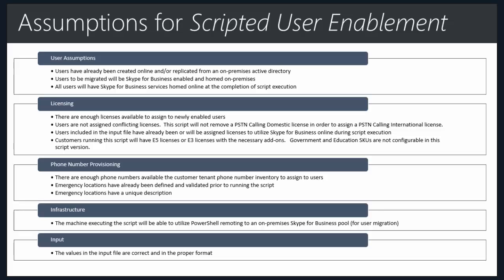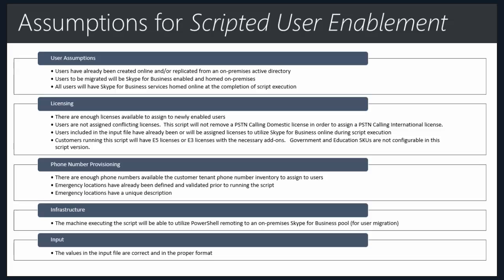Couple quick licensing assumptions. One, I assume that there are enough licenses to assign to those newly enabled users. So make sure that you have licenses available to be assigned before running the script. That users will not be assigned conflicting licenses. An example here is that when you are trying to assign a PSTN calling license, you cannot assign both the PSTN calling domestic license and the PSTN calling domestic and international license. If one is assigned and you try to assign the other, you will get an error.